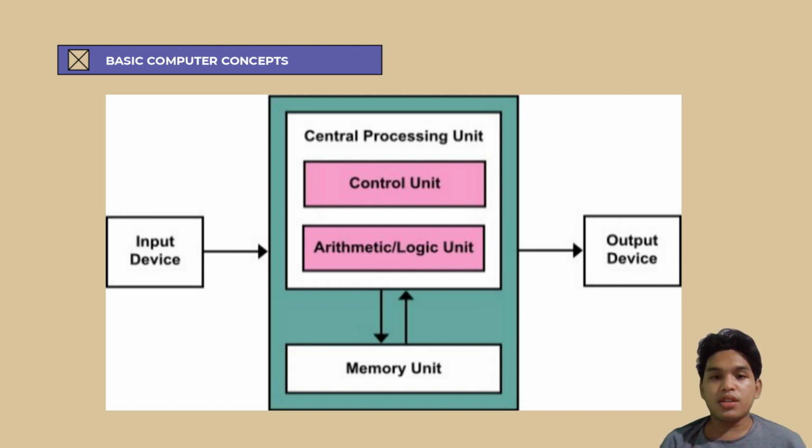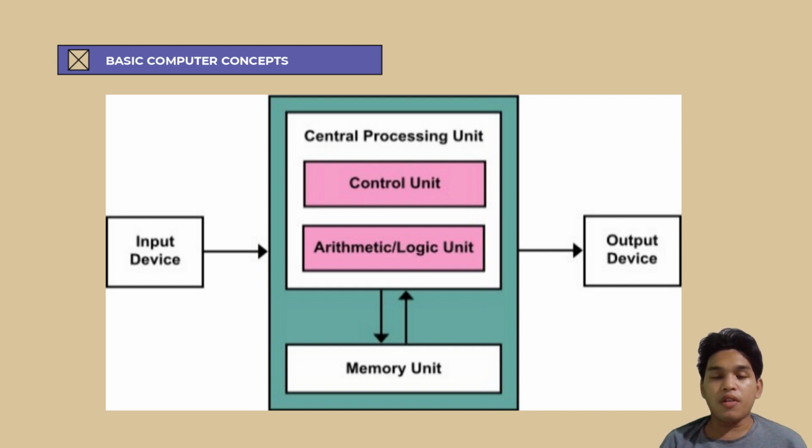The arithmetic logic unit is the part that does the actual work. It handles all the math, comparisons, and logic. For example, if you ask the computer to calculate 5 plus 3, this is the part that solves it. Together, these two parts allow the CPU, or the central processing unit, to process the instructions it receives.